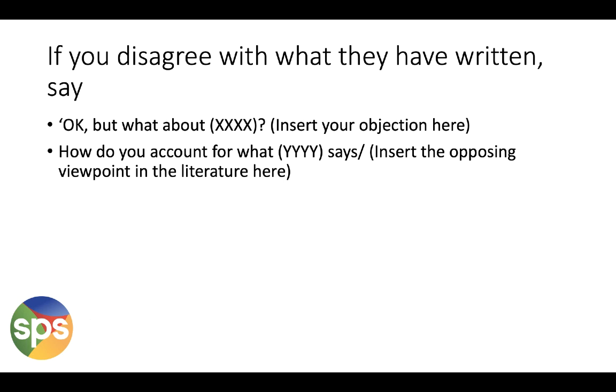If you disagree with what your student is saying, tell them so in the form of a question. You could say, for example, "Okay, but what about this?" and explain your objection. Alternatively, you could say something like, "How do you account for what so-and-so says?" where you draw on an opposing viewpoint that exists in the literature. Again, through asking a question, the responsibility goes to the student to answer the question through the redrafting of their text.